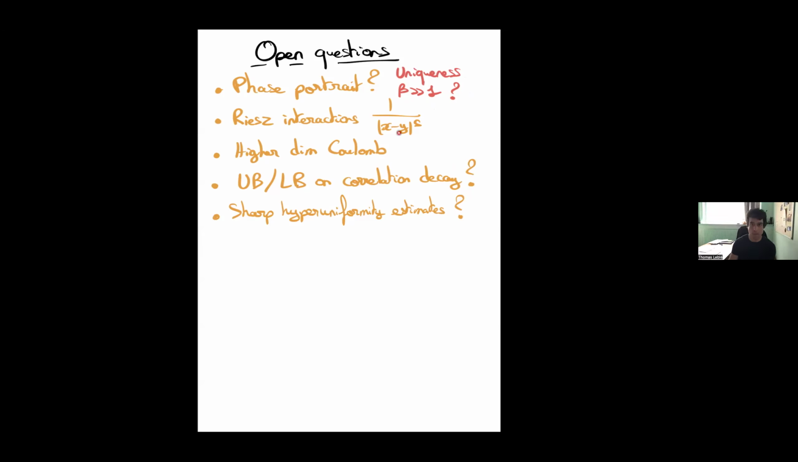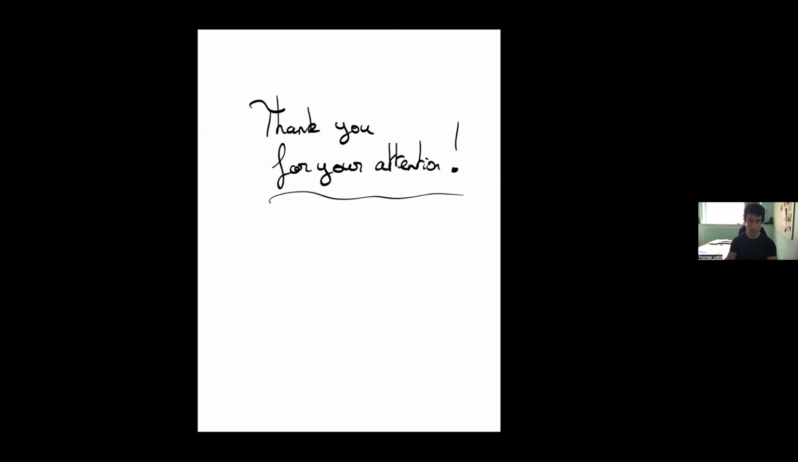You could ask the same questions with Riesz interactions, so some power laws instead of log. You can do higher dimensional Coulomb. You could try to actually study the correlations if you're super brave. And you could also try to please the physicists of the 80s and replace my little o of R squared divided by log R in these hyperuniformity estimates by a big O of R. But I also don't know how to do it. Thank you for your attention.